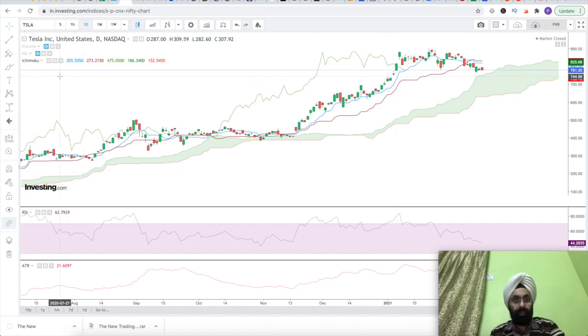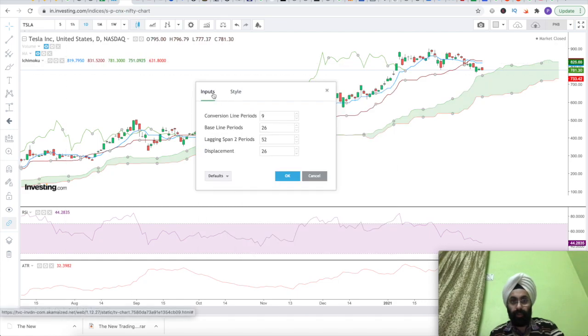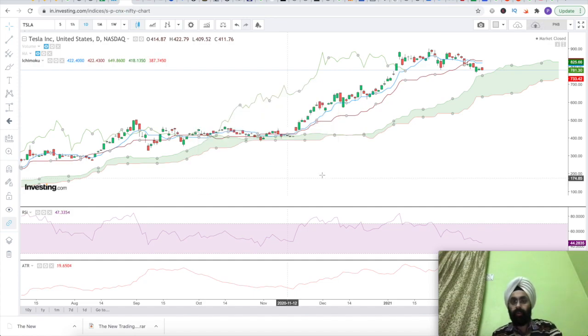And as far as the settings are concerned, let me take you through the inputs. You don't have to change anything in the default settings. Keep it as it is and just press OK. These are the default settings and they will work perfectly.